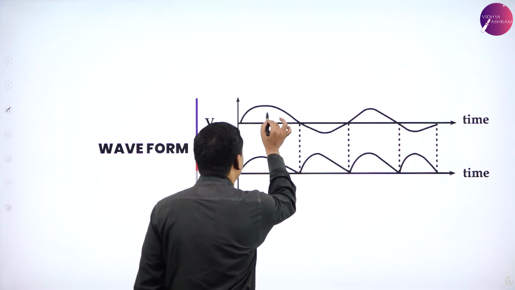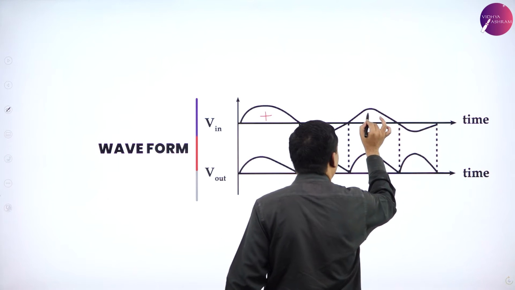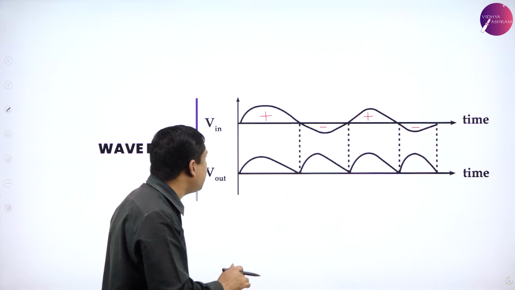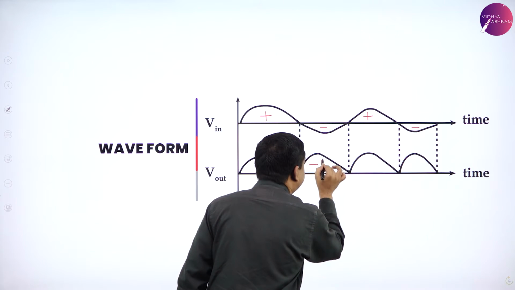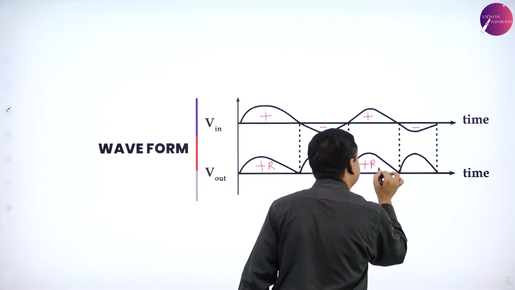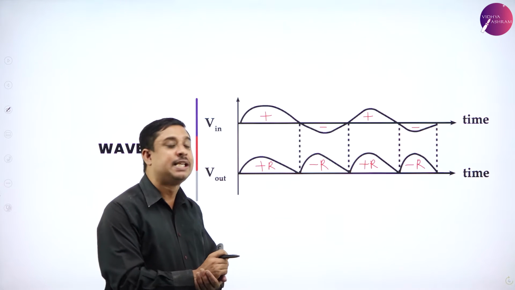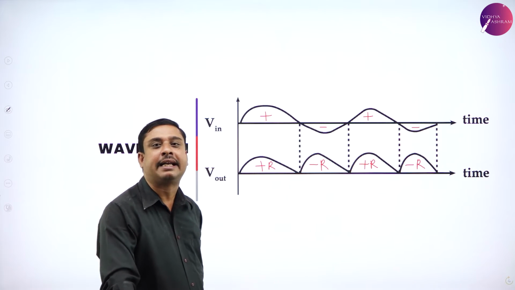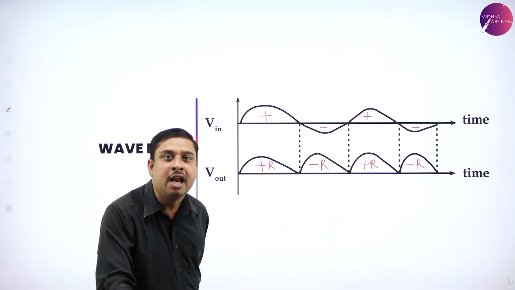So this is the input waveform. Positive half cycle, negative half cycle, positive half cycle, negative half cycle. Here you observe, positive half cycle is rectified, negative half cycle is rectified. Therefore, by using two diodes, both the cycles are getting rectified, and therefore we call this full wave rectification.